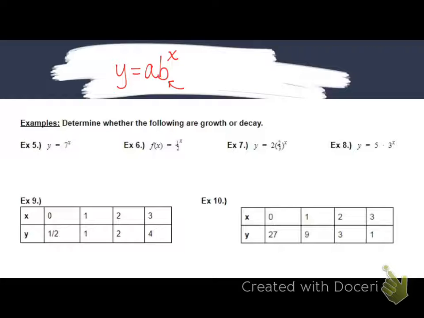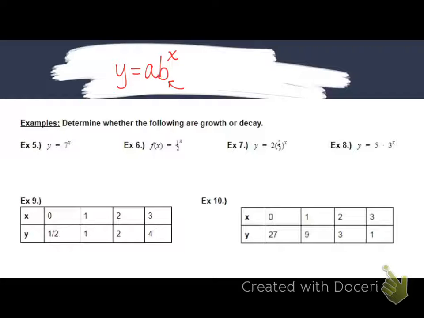So for number 5, do we think that's growth or decay? Let's see. Thumbs up for growth, thumbs down for decay. Thumbs sideways for we're not entirely sure how to decide. Seeing some thumbs up, some thumbs sideways. Some people don't have thumbs.